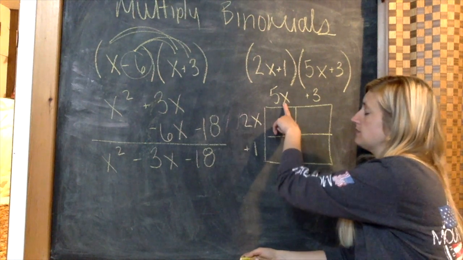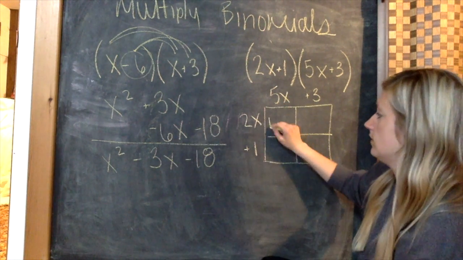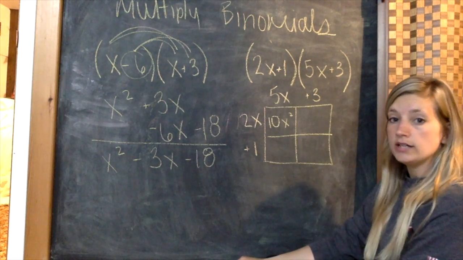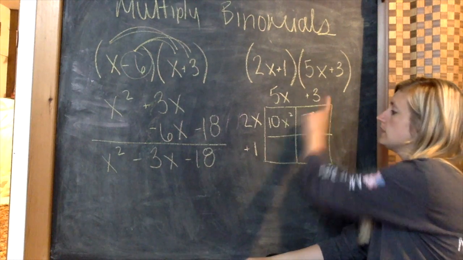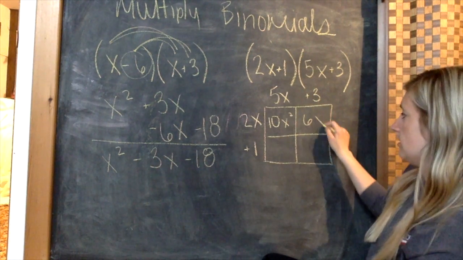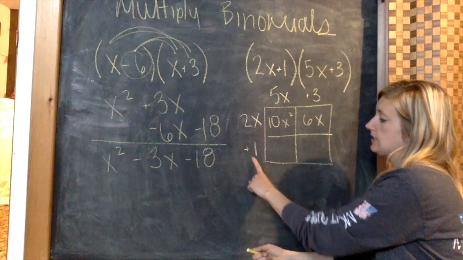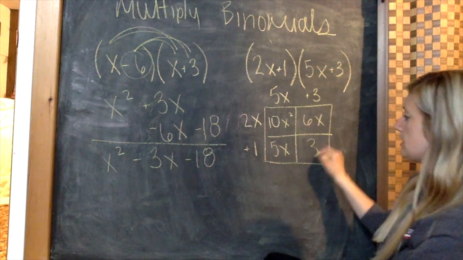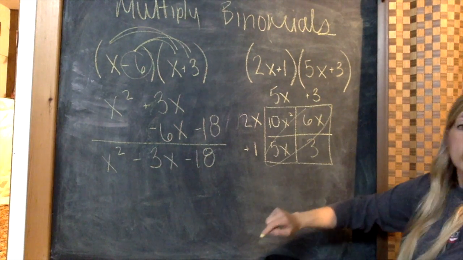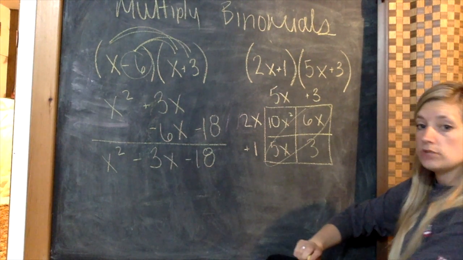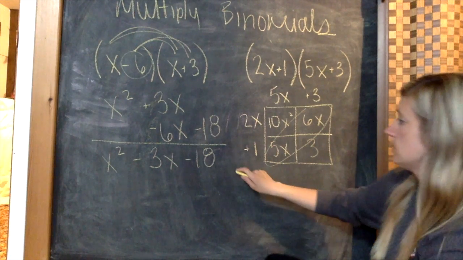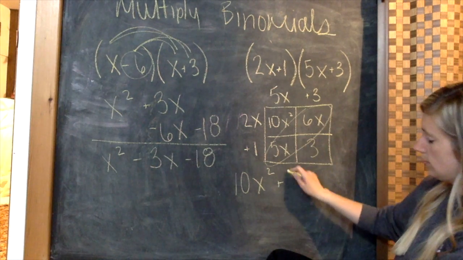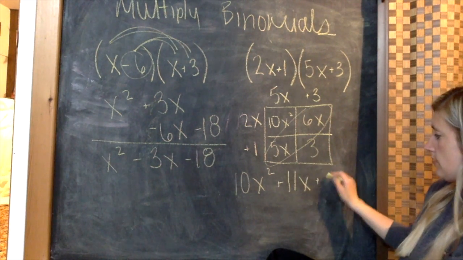So 2x times 5x. So 2 times 5, 10. X times x, x squared. 2x times 3. 2 times 3 is 6. Tack on that x. 5x times 1 is 5x. And 1 times 3 is your 3. Look on that diagonal because those are going to be your like terms. So now you just combine them. So 10x squared, 5 and 6, 11x plus 3.